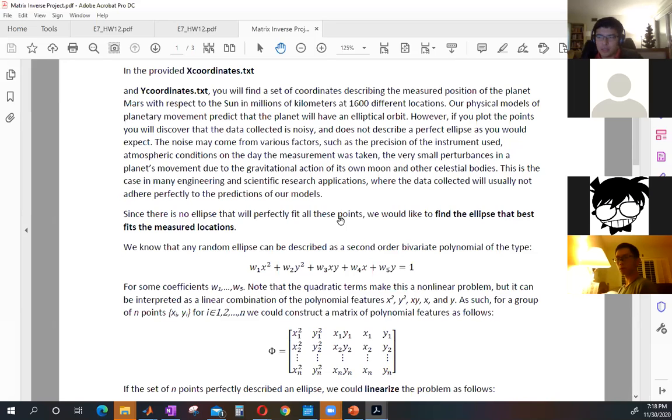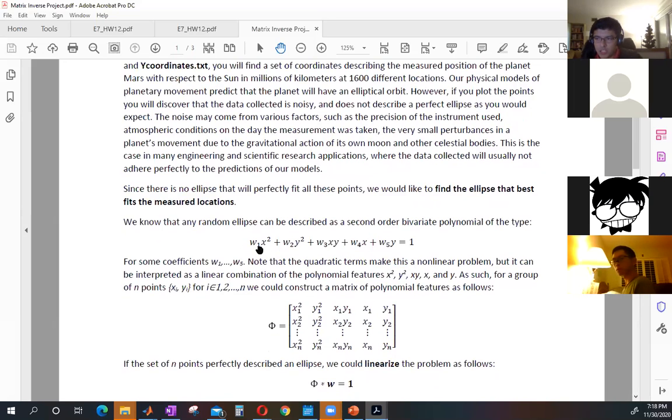What can we generalize? An ellipse in a very general sense can be expressed as we can see in this equation: something times x squared plus something times y squared plus something times xy plus something times x plus something times y equals 1. So that's the general equation for an ellipse. Here the w's are coefficients that we don't know that describe some ellipse.